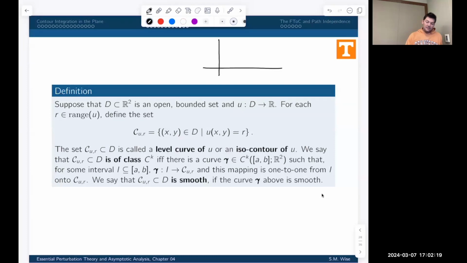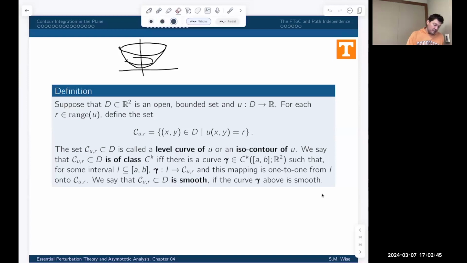So if I have a function of x and y, let me see if I can draw my best function here. Some people are good at drawing saddle points. I'm not so great at that. I can draw a paraboloid pretty well. Actually, that should be dotted, right?